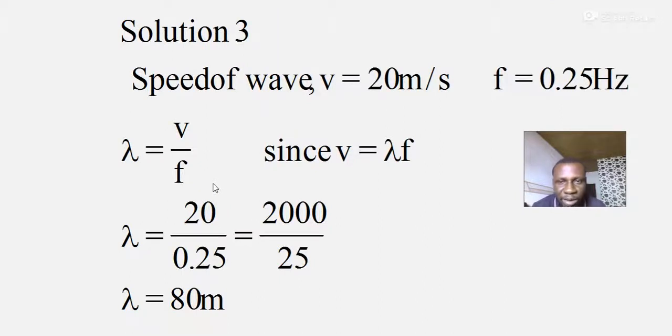And here is solution number 3. This time the wave speed is given as 20 meters per second. Frequency is also given as 0.25, as you can see. So using the straightforward formula, speed equals frequency times wavelength, making wavelength the subject of the formula because that is what is required. I think this is quite straightforward. We get the result, 80 meters. So as a learner, do well to make the substitution, divide and confirm your answer.